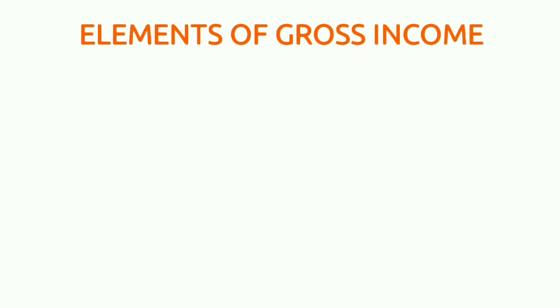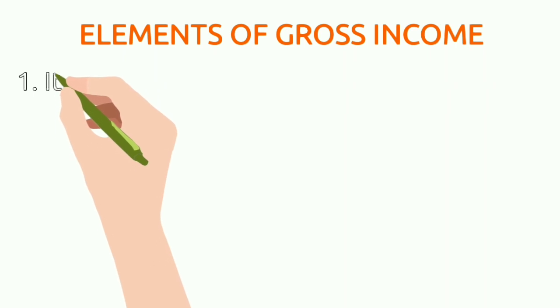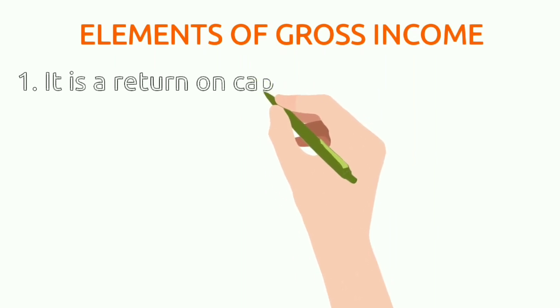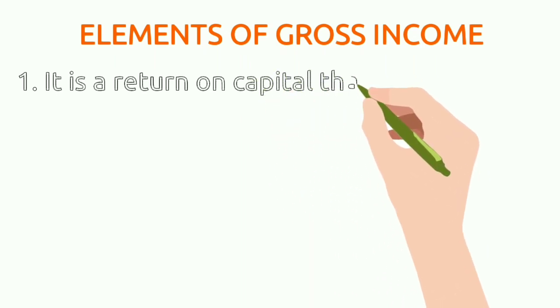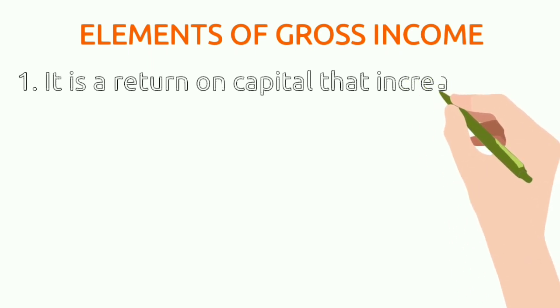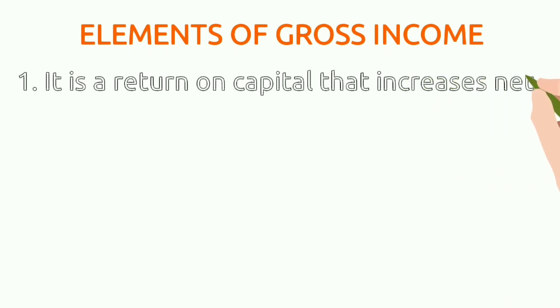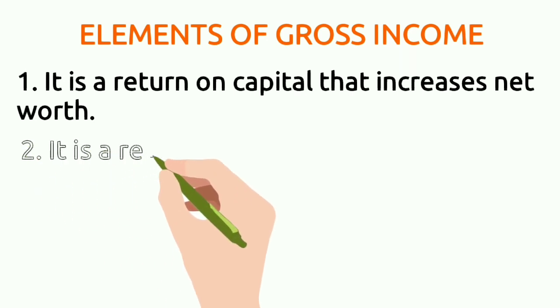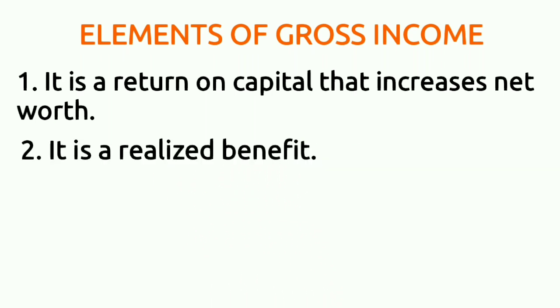Let's discuss the elements of gross income. We have three elements of gross income and they are as follows. First, it is a return on capital that increases net worth. Take note na ang ginamit ay return on capital at hindi return of capital. Mamaya, we will discuss the difference between return on capital and return of capital. And it is not sufficient that it is a return on capital. Dapat nakakapag-increase din siya ng net worth ng taxpayer. Second, it is a realized benefit.